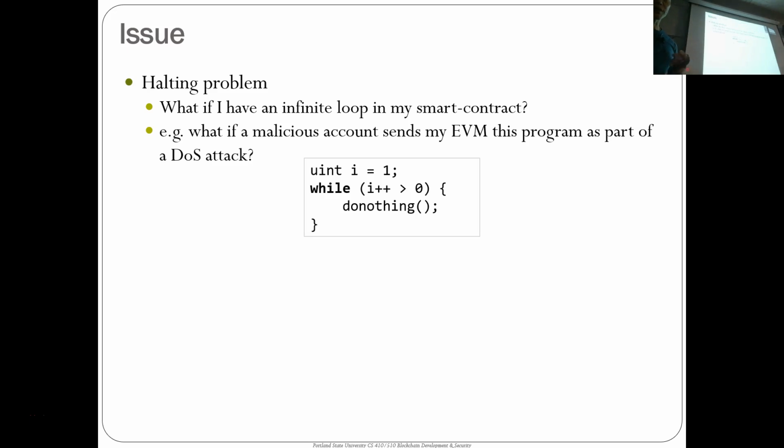Okay, so I brought this up earlier. There are some issues with this model. The first one is the halting problem. What happens if someone tries to give the virtual machine an infinite loop, like this one? Like, can I bring down Ethereum by sending all the full nodes this infinite loop?